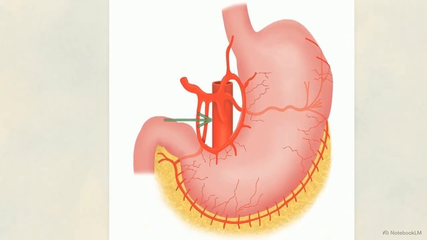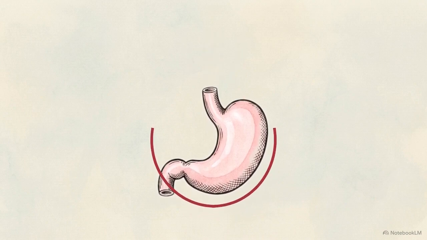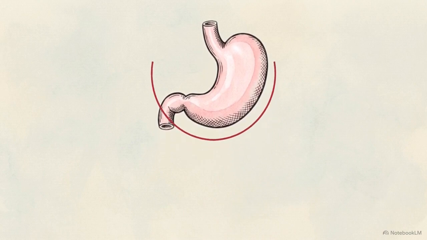It descends directly posterior to the first part of the duodenum, placing it directly in the path of penetrating ulcers. Along the bottom edge, right and left gastroepiploic arteries form an arcade along the greater curve. This vascular loop is vital for maintaining blood flow when a surgeon must mobilize the stomach upwards to create a conduit during an esophageal resection.